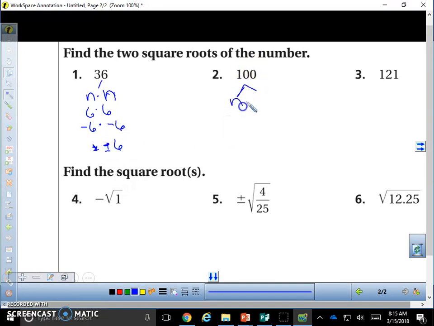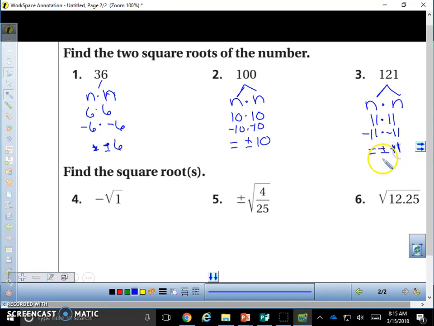100. What number times itself is 100? Going back to our cheat sheet, we know that's 10 times 10. Negative 10 times negative 10 is also 100. So the answer is plus minus 10. 121. Going back to our cheat sheet, we know that 11 times 11 and negative 11 times negative 11 is 121. So plus minus 11.